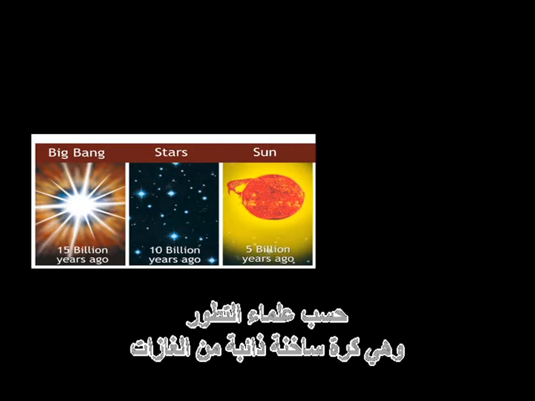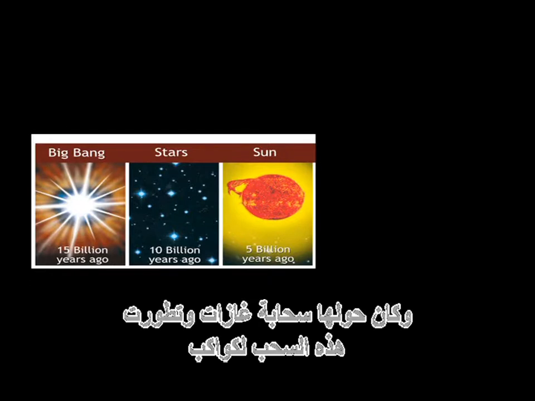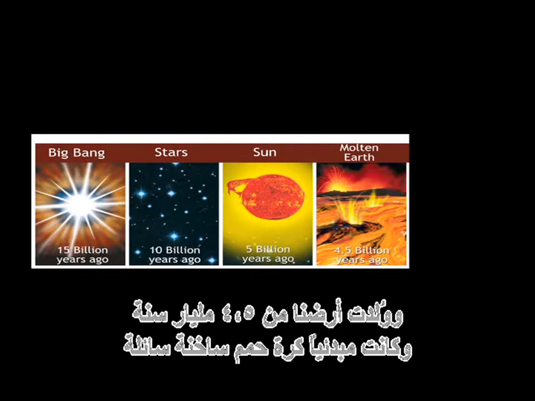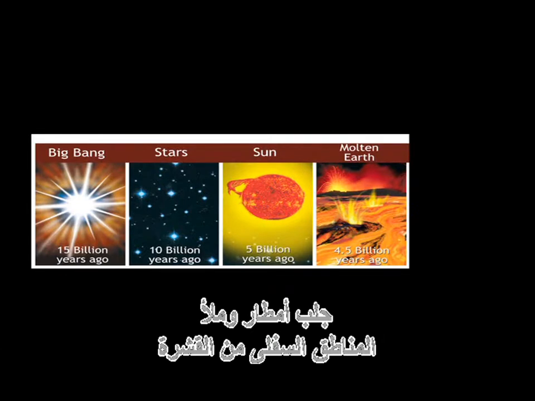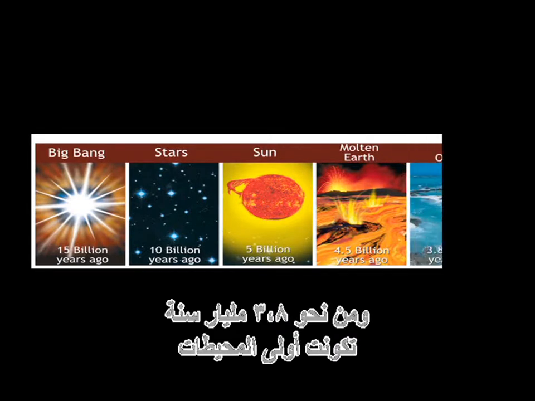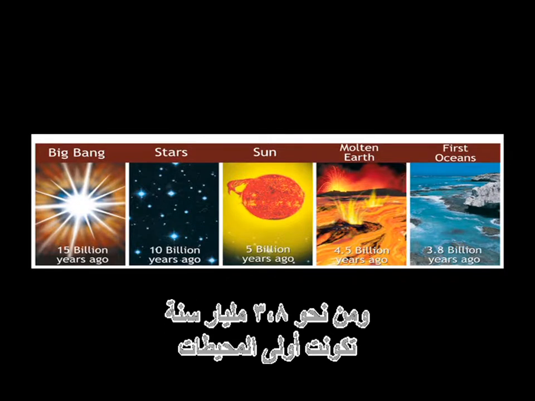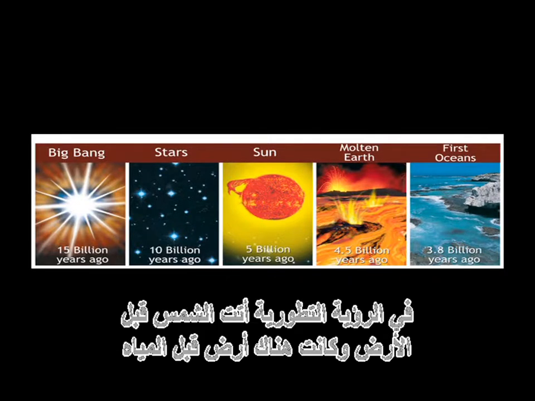It was a hot, molten ball of gases, and it had a gas cloud around it, and those gas clouds eventually evolved into planets, and our Earth was born about 4.5 billion years ago, and it was initially a hot, molten lava ball. It cooled and developed a crust, and it evolved an atmosphere, which then brought rain and filled the low spots on the crust. So about 3.8 billion years ago, we had our first oceans. In the evolutionary view, the sun came before the earth, and there was dry land before there was any water.